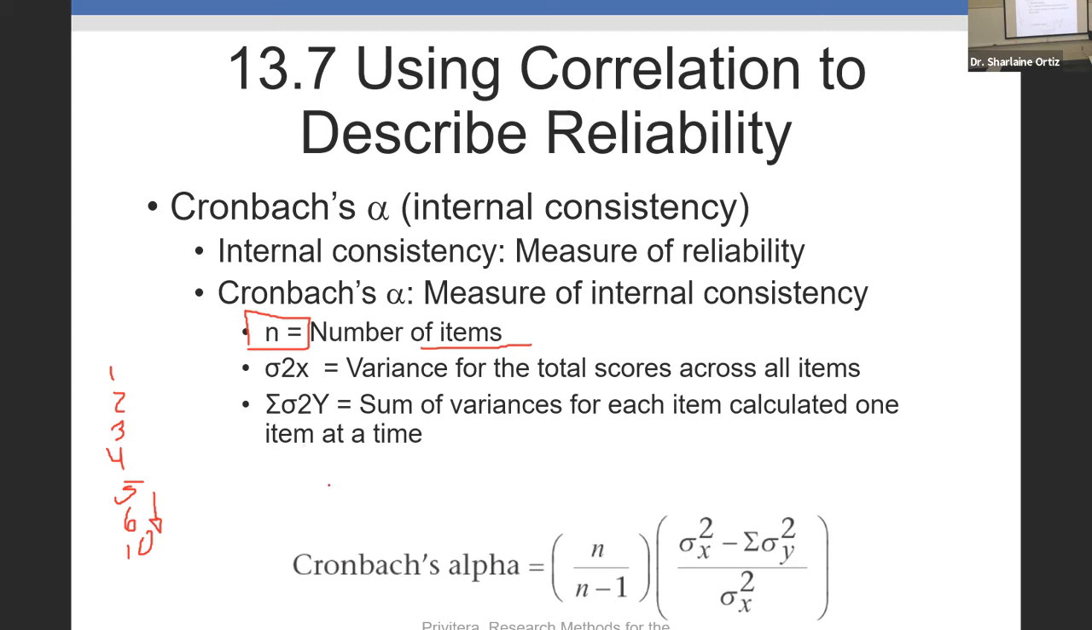Now, let's look at the equation, the formula for Cronbach's Alpha. We're going to have, of course, our amount of items. In this case, we have 10 items, and the 10 items minus 1.